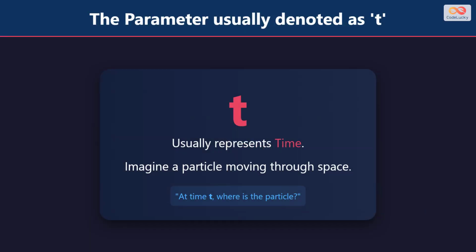We introduce a third variable, usually denoted as t, which we call the parameter. You can think of t as time. Imagine a particle moving through space. At any specific time t, the particle has a specific position. The parameter t controls where we are.